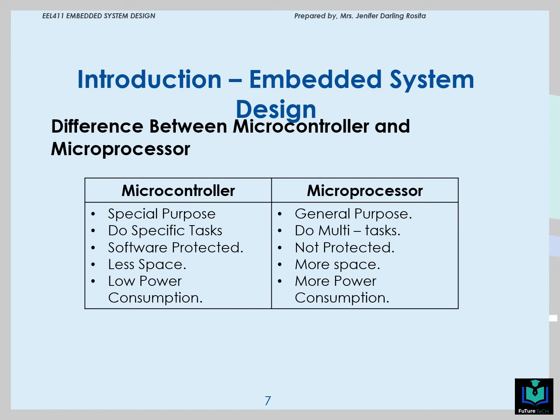the arithmetic, logic operations, everything. But microcontroller does only the specific task. And microcontroller is software protected, whereas the microprocessor is not software protected. And microcontroller occupies less space, whereas the microprocessor occupies more space. And when you compare, the microcontroller is a low power consumption device, microprocessor is a high power consumption device. So these are some of the differences between microcontroller as well as the microprocessor.